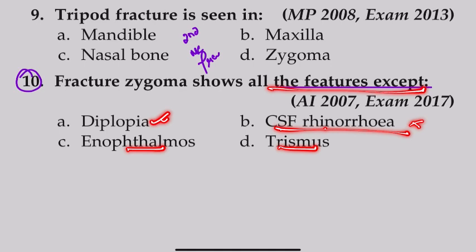There will be restriction in eye muscles, right? Oblique palpebral fissure due to displacement of the lateral palpebral ligament. Trismus is seen there. But there is no CSF rhinorrhea seen; enophthalmos is seen. Okay, moving to our next question.